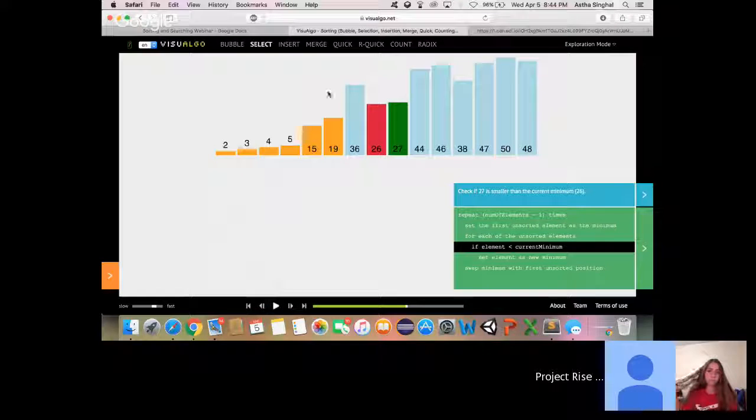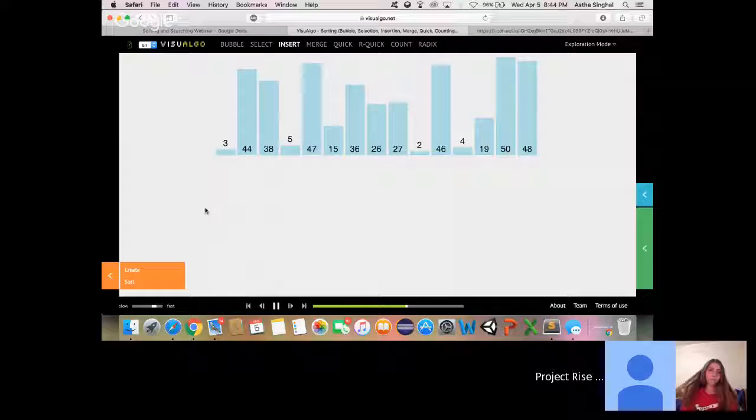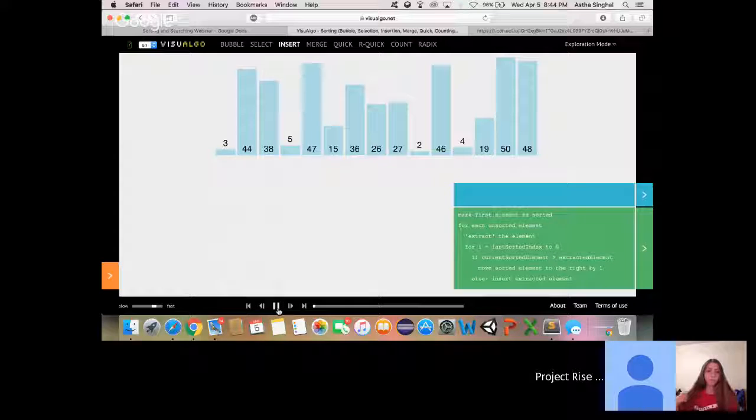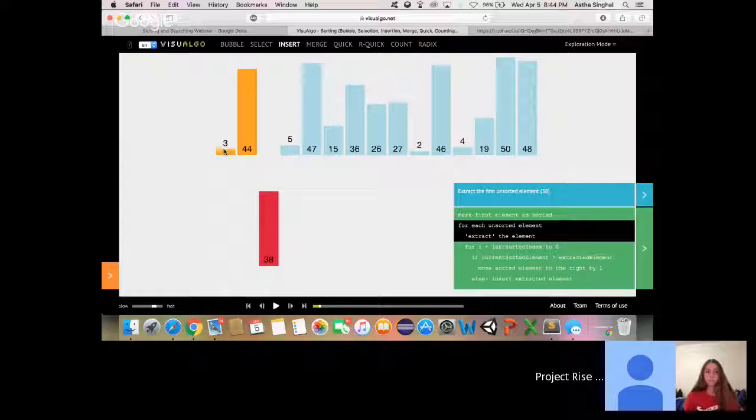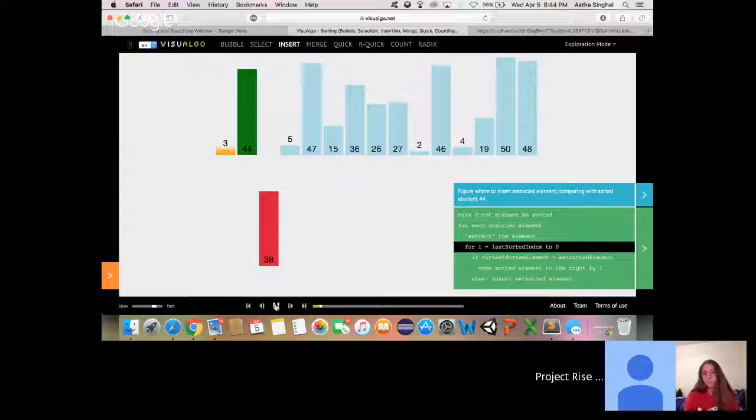Now let's look at the insertion sort. What we can see here is that it's setting 3 as your starting point, and it's looking at 44 and thinking, in relation to 3, where should 44 go? It should go afterwards, so it keeps the elements in order. Now it's going to do the same with 38. Relative to 3 and 44, where is 38 going to go? It would go in between. So we're going to see that happen.